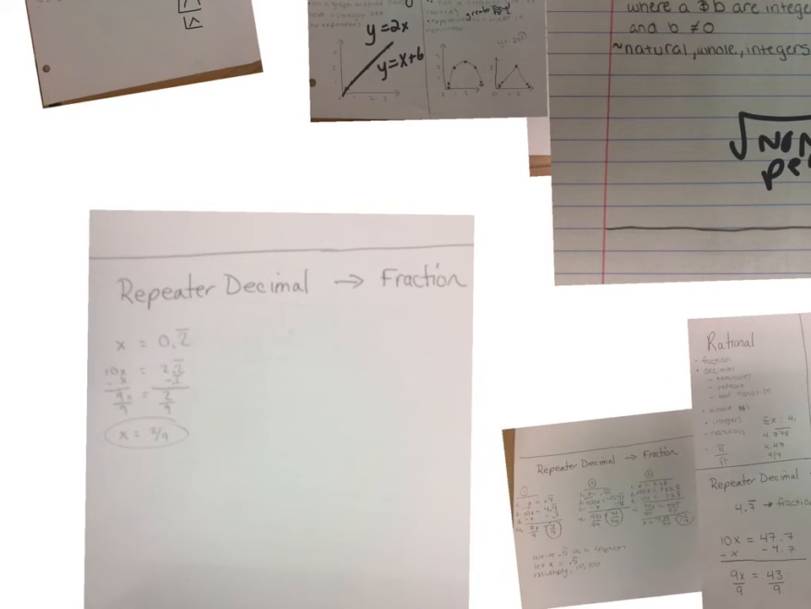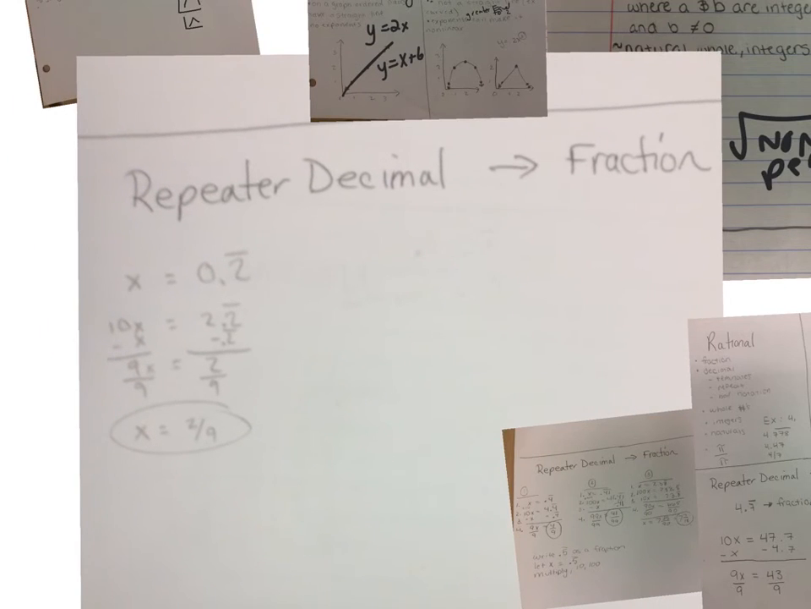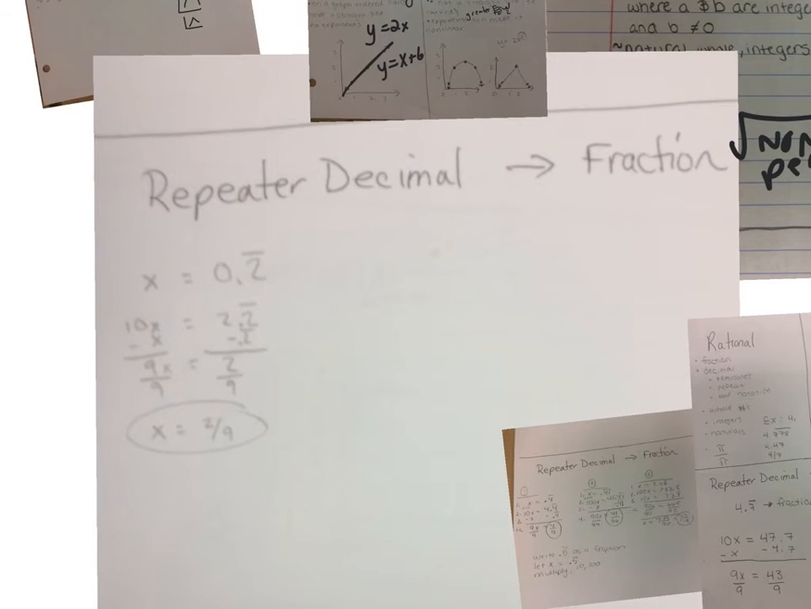Then we have repeating decimals to fractions. Our first type here, we have x equals 0.2 repeating. That's the one where we multiplied both sides by 10, releasing one of the 2's, subtract x, divide, and we get 2/9. Remember that whenever you only have one number with a bar over it, it's going to be over 9.